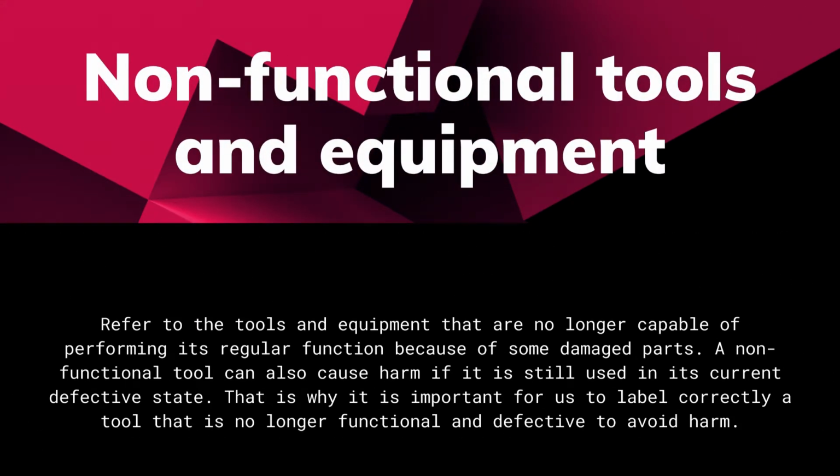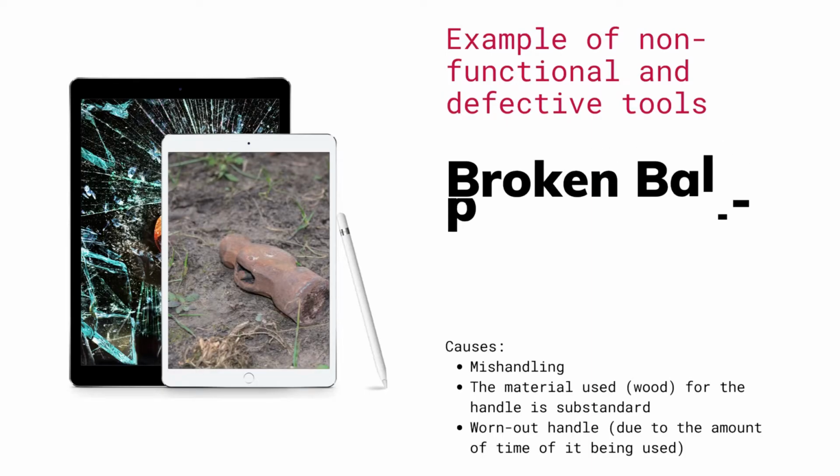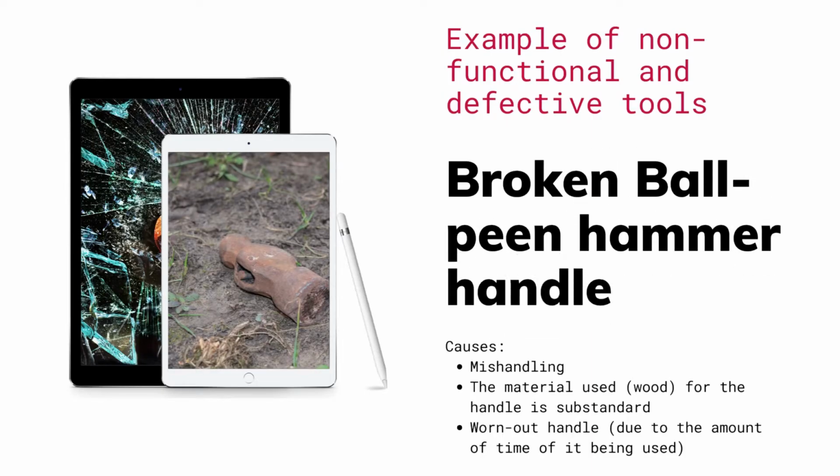Non-functional tools and equipment refer to the tools and equipment that are no longer capable of performing its regular function because of some damaged parts. A non-functional tool can also cause harm if it is still used in its current defective state. That is why it is important for us to label correctly a tool that is no longer functional and defective to avoid harm. Example of non-functional and defective tools.